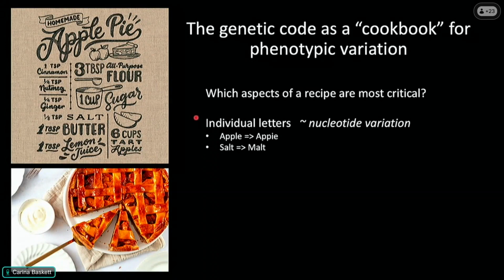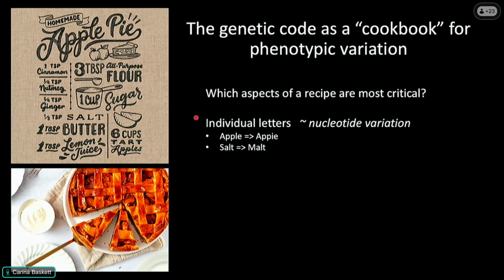Should we look at individual letters in this recipe? So sort of like the nucleotide variation. If apple becomes appy, it's a bit different, but it's still quite similar. If salt becomes malt, then it's quite a different ingredient, so maybe then it does matter. It depends. Or should we look bigger? Should we not focus on these little typos, but think about what the words mean, and what it means to the recipe?